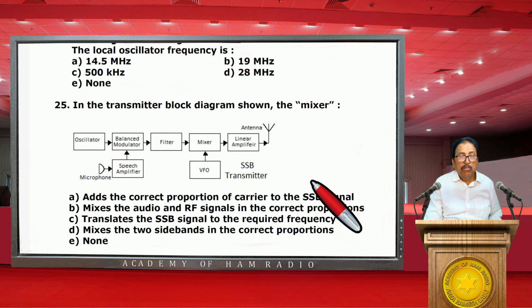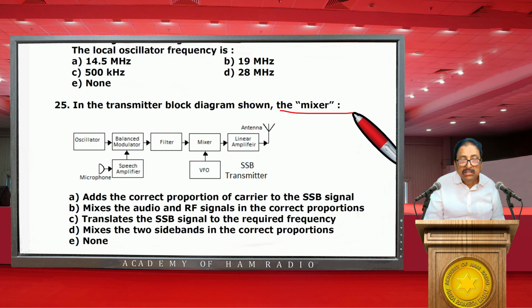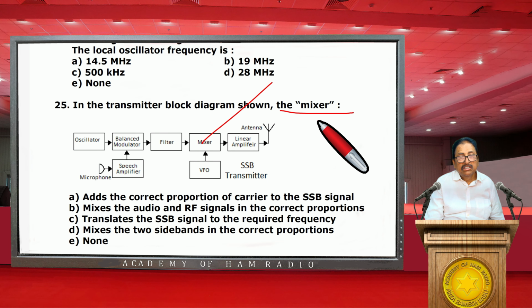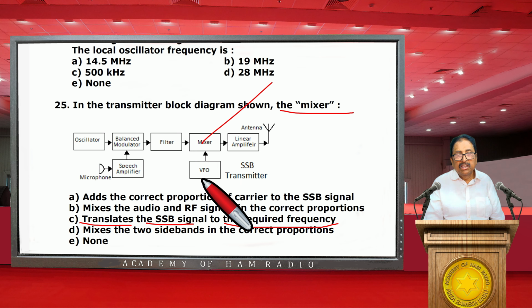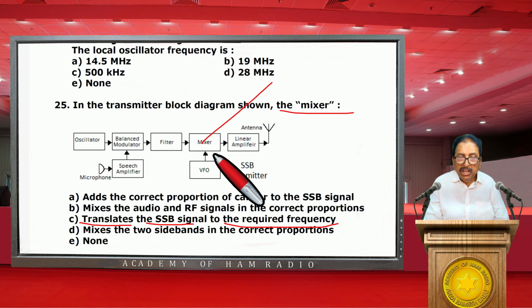In the transmitter block diagram shown, the function of the mixer is to translate the SSB signal to the required frequency. In this case only, the frequency will change depending upon the VFO's frequency.